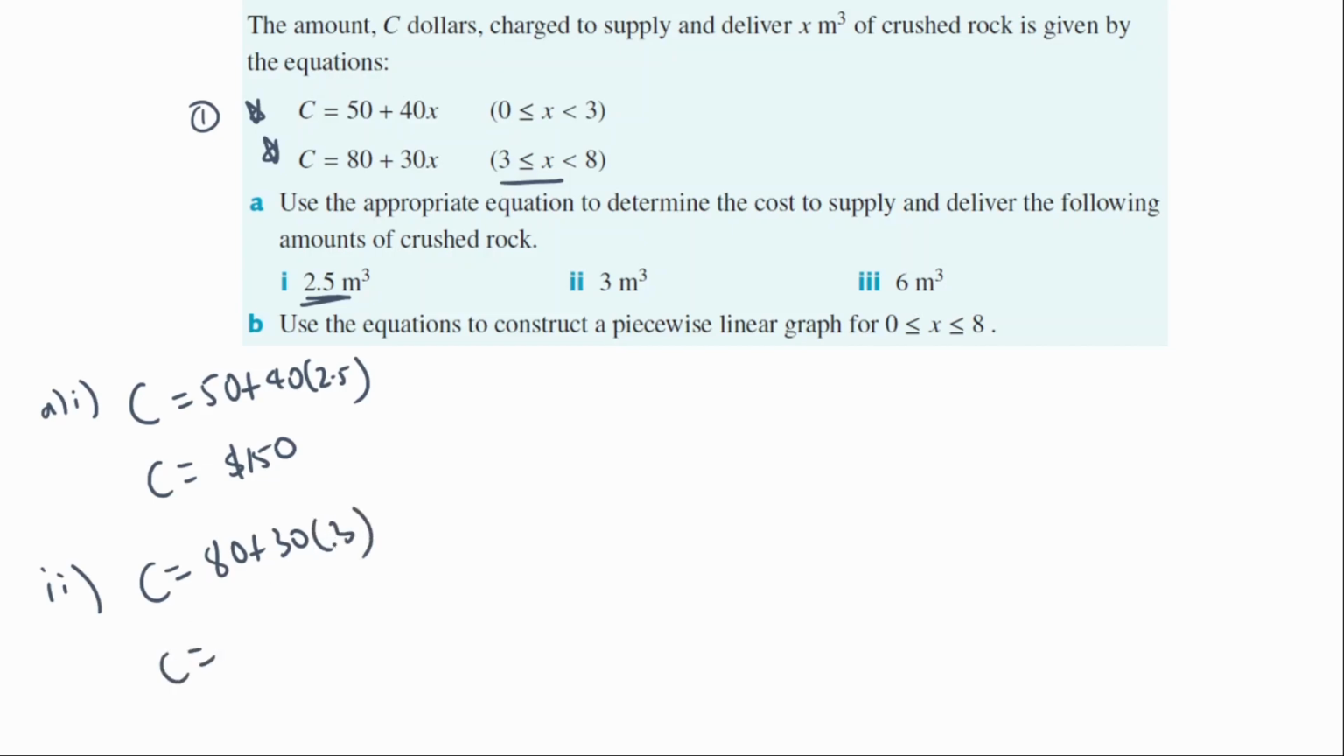And then you can chuck that into your calculator or solve it by hand, that's up to you. 80 plus 90 gives me 170. So it's going to cost $170 to supply and deliver 3 meters cubed of crushed rock.